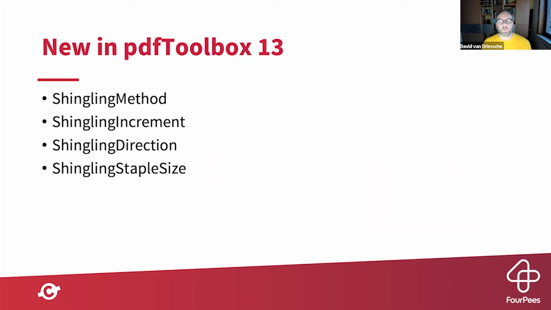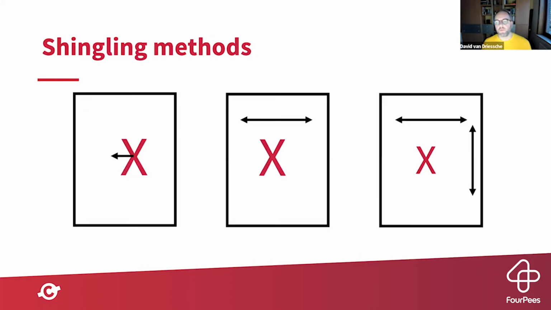And so in pdfToolbox 13, you could do shingling in older versions, but in 13, there are a number of new parameters that control a new way of doing shingling. And you can see them listed there. Things like the staple size, which is the number of sheets that are put on top of each other and then folded. The direction and increment that then are directly related to the correction method that you are implementing.